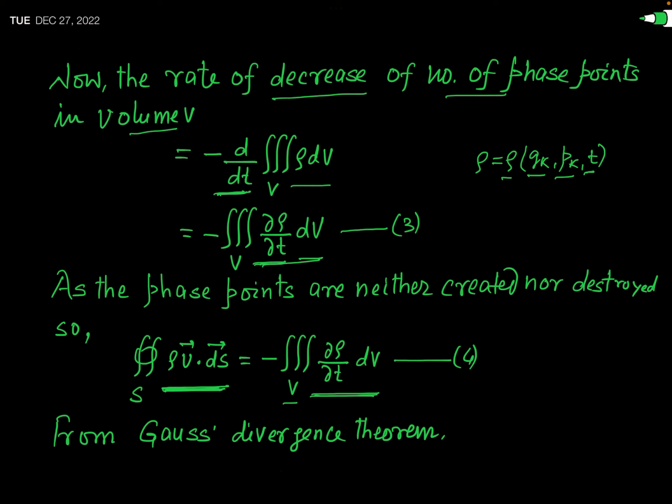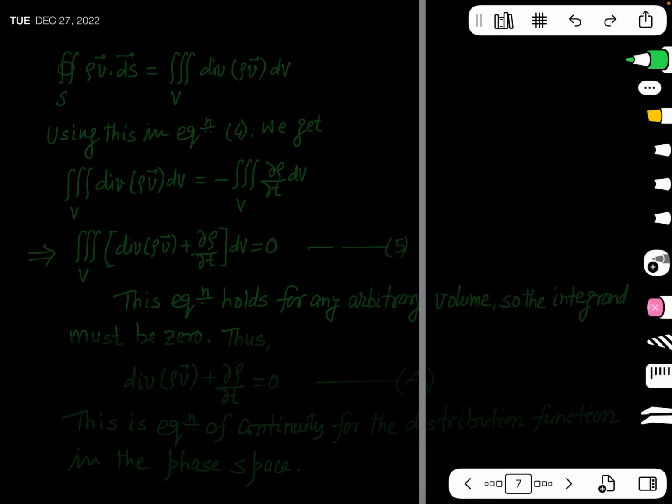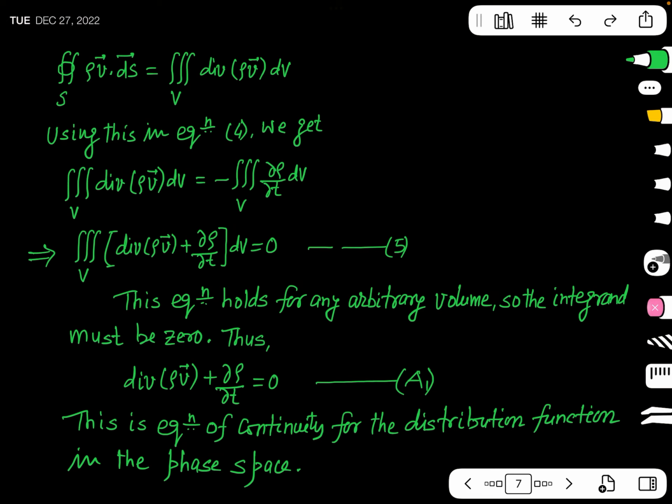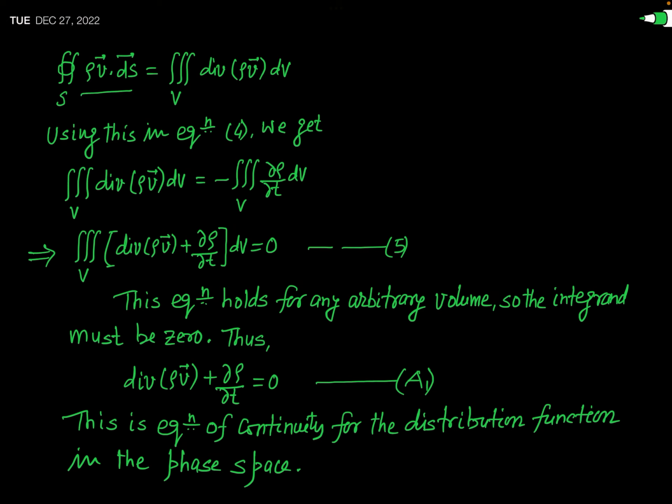This will be, according to this theorem, equal to the volume integral over V of the divergence of the vector field rho v. So applying Gauss's divergence theorem, you may write that the integral over S of rho v dot ds is equal to the integral over V of divergence of rho v dV.